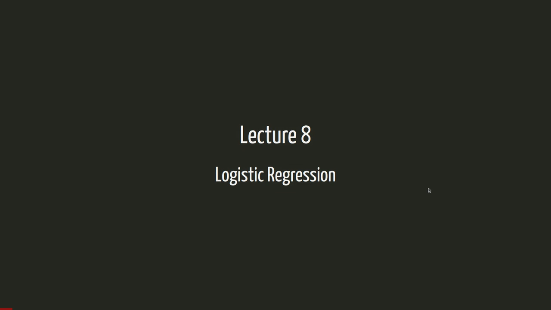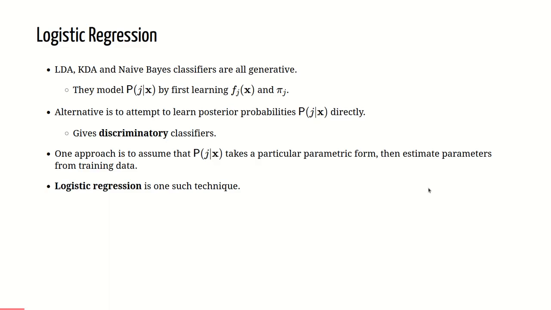So today we're continuing classification and we're going to be looking at a very common classifier, which is logistic regression. Recall that LDA, KDA and naive Bayes classifiers are all generative in that they model the probability of a class given the predictors by first learning the opposite conditional probability, that is the distribution of the predictors within each class, so the probability of observing a particular combination of predictors within each class, which is P(x given j), or in the notation from last week, f sub j.